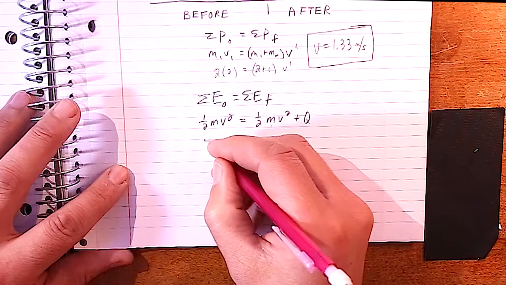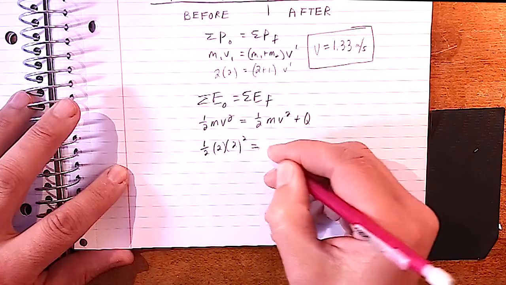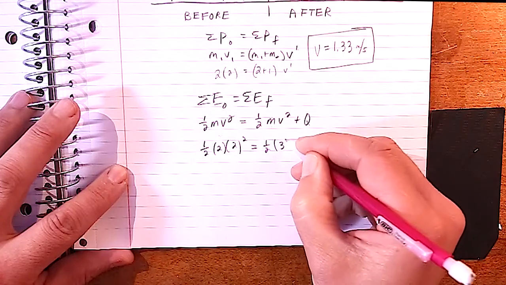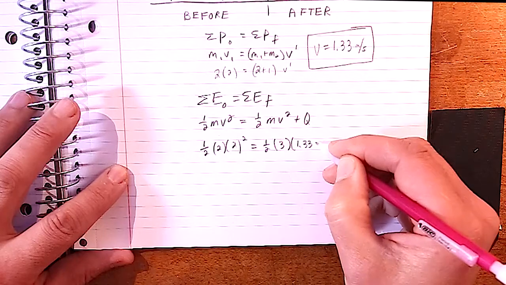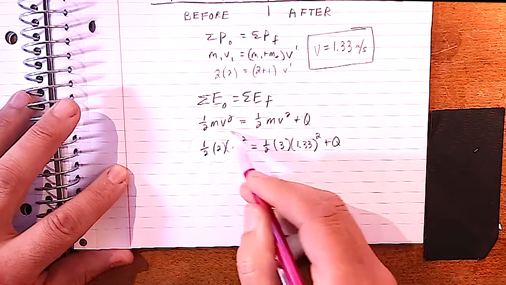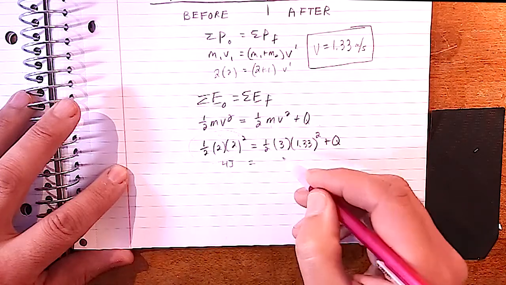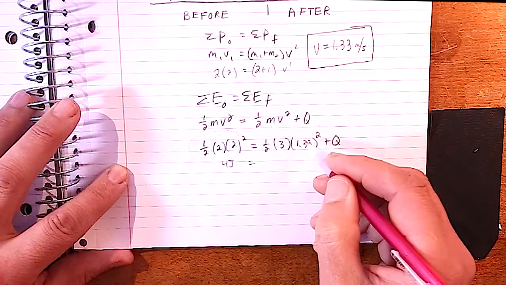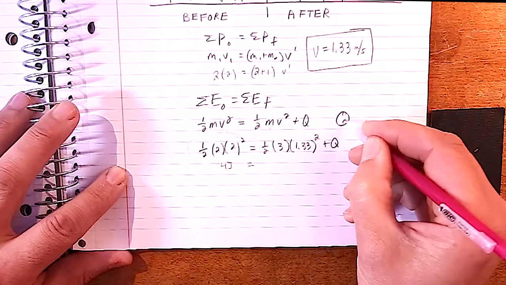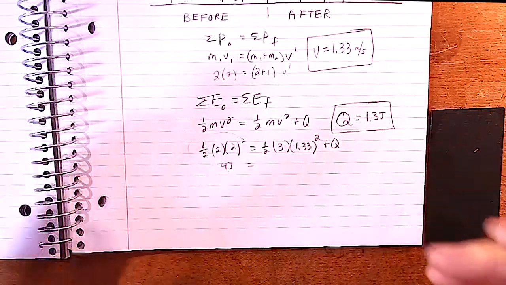So what's the start of the problem? We have 1/2 times 2 times 2 squared, and that's going to be equal to 1/2 times (m1 plus m2), so that's 3, times the 1.33 that we figured out from conservation of momentum, plus Q. So this energy that we have here, which is 4 joules, is going to be more than the energy after the collision, and when you add all of it up together, you end up with Q, the leftover energy, being 1.3 joules, or you can think of it as the missing energy.